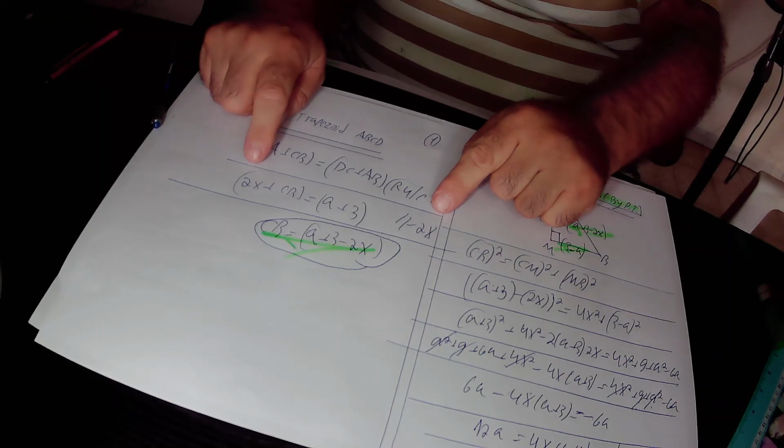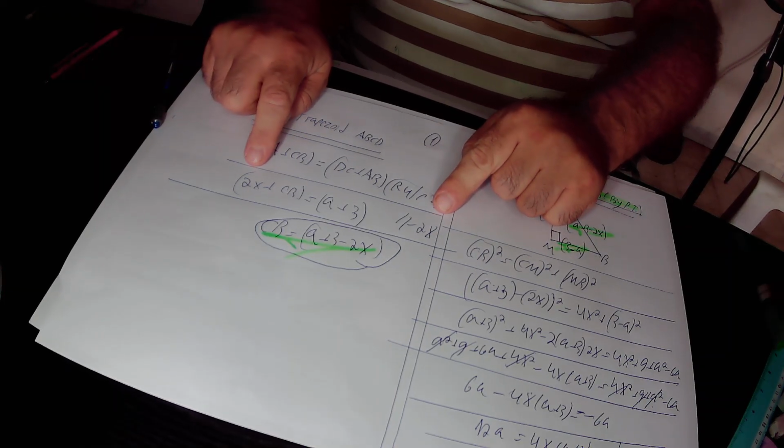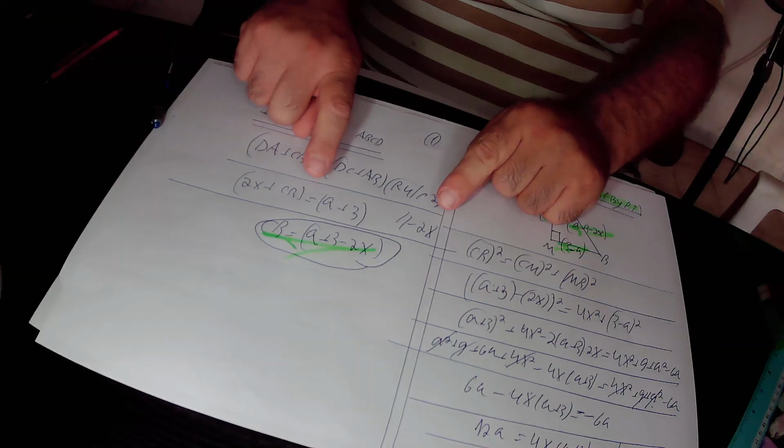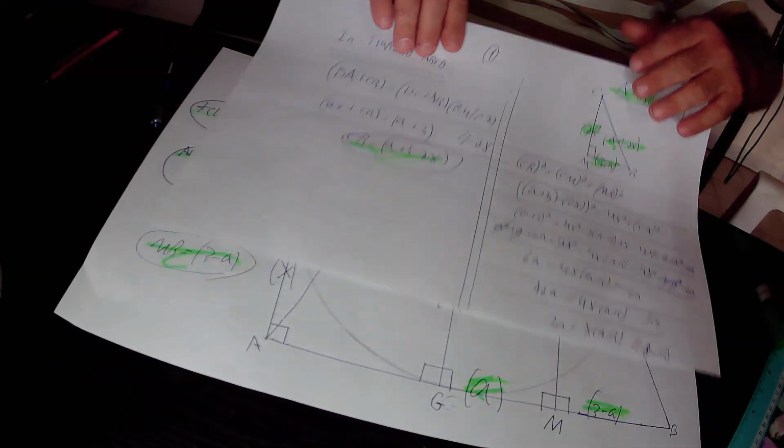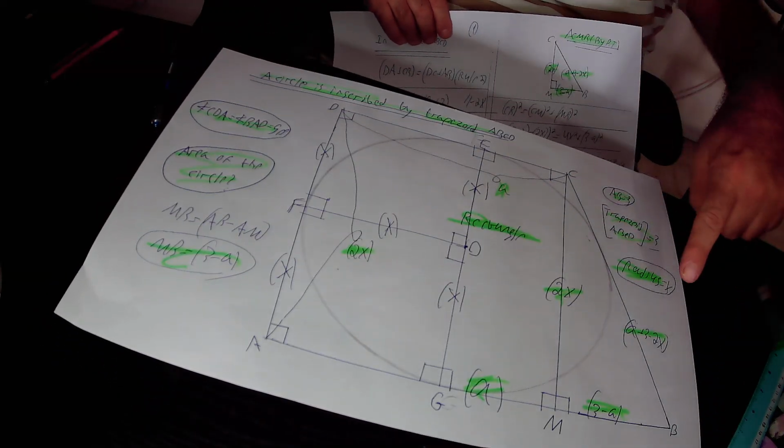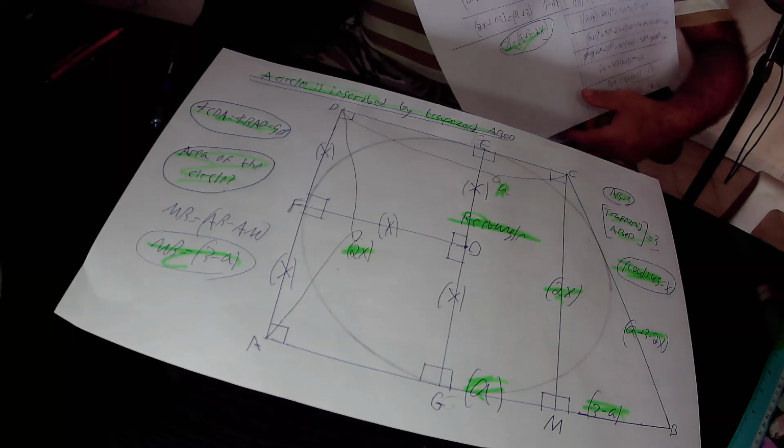Here we subtracted 2x from this equation and finally found that the missing side CB equals a plus 3 minus 2x units in length. This is the missing side CB; it equals a plus 3 minus 2x units in length.